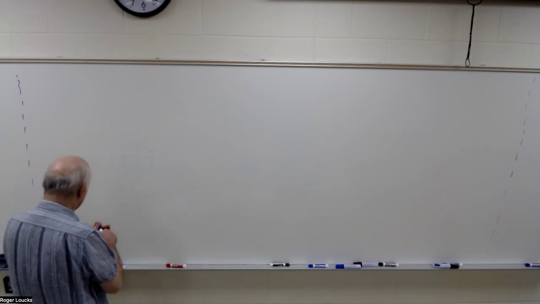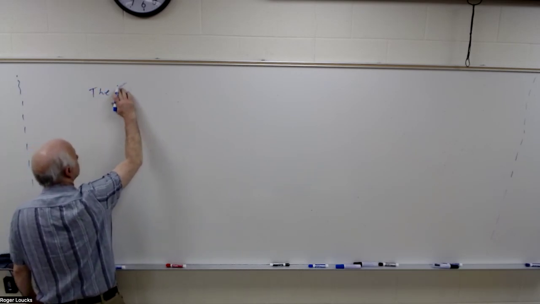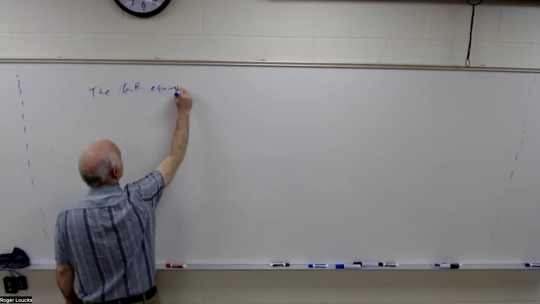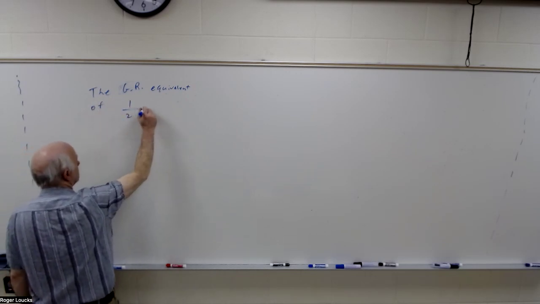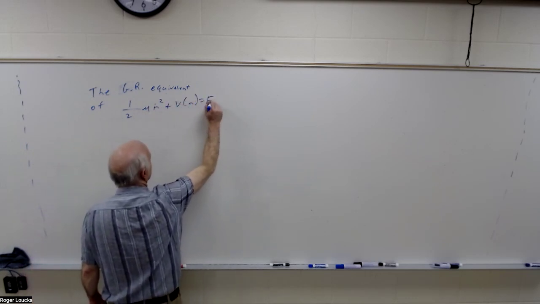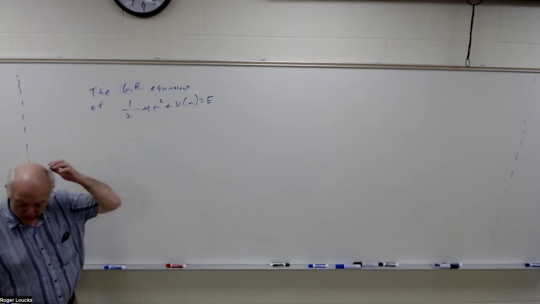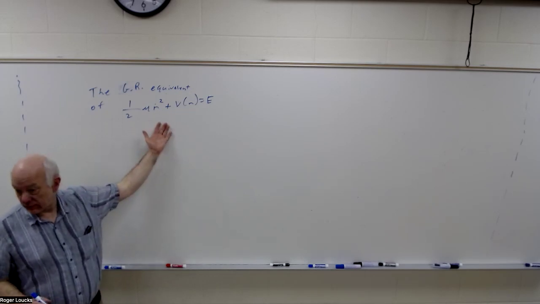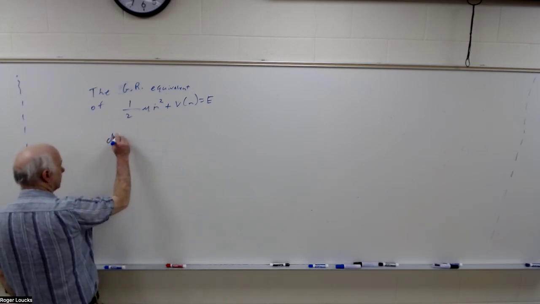Okay, so let's talk about the GR version of 1/2 mu r dot squared plus g of r equals E. We had that problem when we did the Newtonian classical mechanics, and we're going to get basically the equivalent of this expression. So we start with our buddy, the metric.